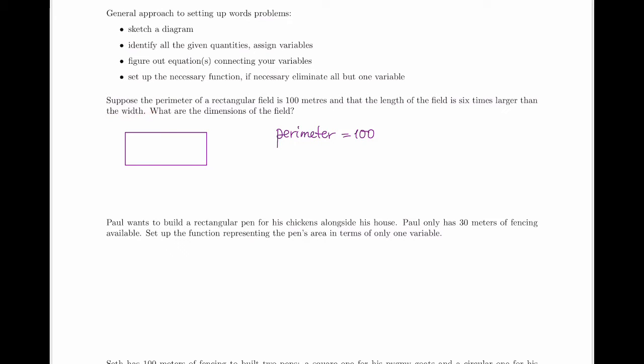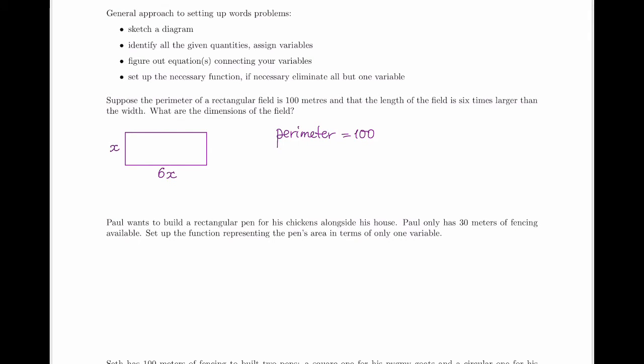So I can assign a variable to one of them and express the other dimension in terms of the first one. So for example, if I know that the width is x, then what is given to me is that the length is 6 times larger. So the length is then 6x.